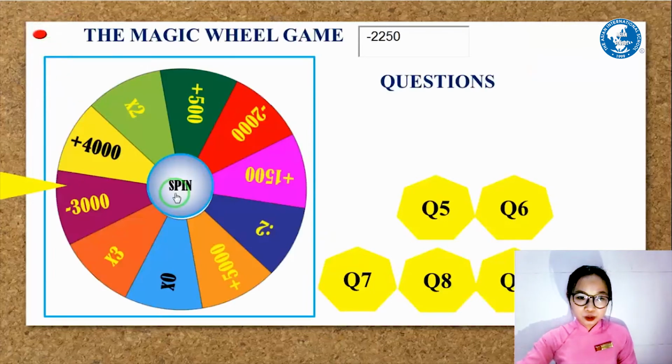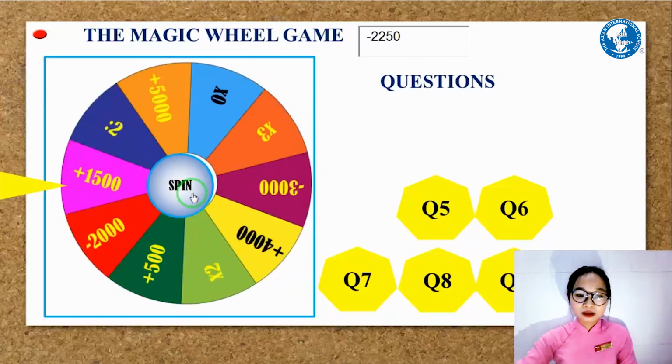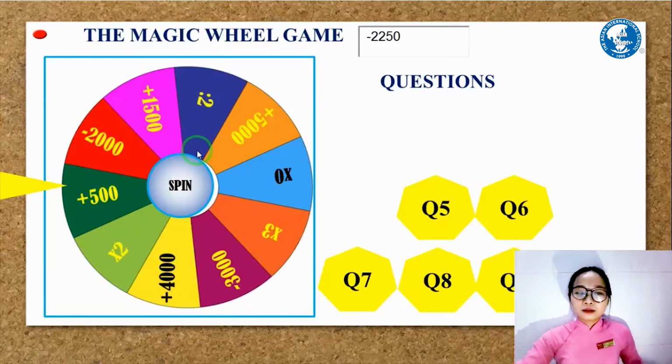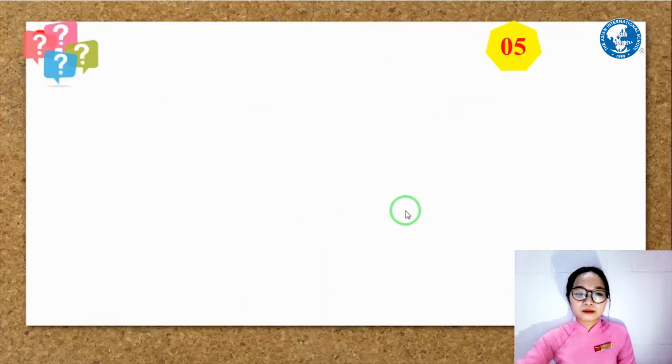Okay, so it's time to spin again. We will get 5,000. Let's see. Plus 500. Okay, it's okay, good. So we have 1,750. Okay, come to the fifth question.